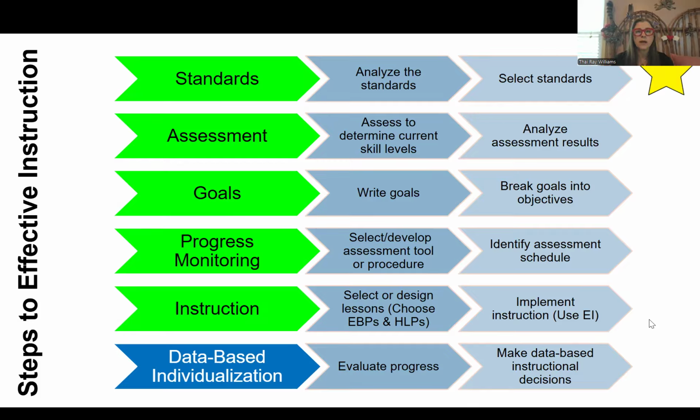There are some skills that don't have evidence-based practices. That's where we're going to go to, like those research-based practices. But we want to select evidence-based practices and high leverage practices, and we're going to be implementing our instruction using explicit instruction because of all of the wonderful outcomes for our students when we do.